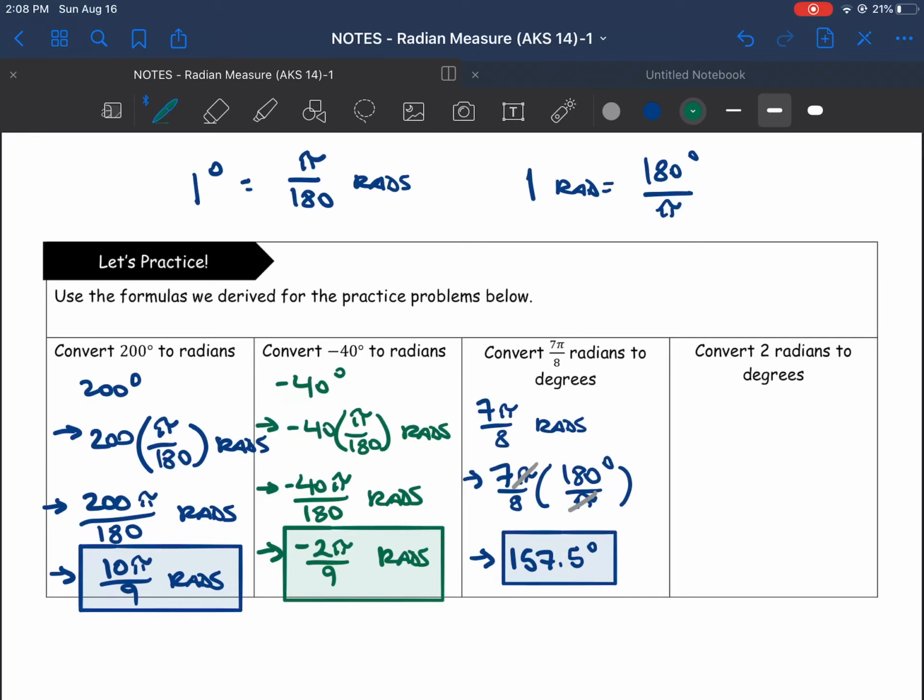In our last example, we want to convert 2 radians to degrees. Again, we know that 1 radian is 180 degrees divided by pi, so we'll say 2 times 180 degrees divided by pi. And in this example, well, there's not much to simplify. 2 times 180 will be 360 degrees divided by pi, which we could have as our final answer, but this is also approximately 114.59 degrees.